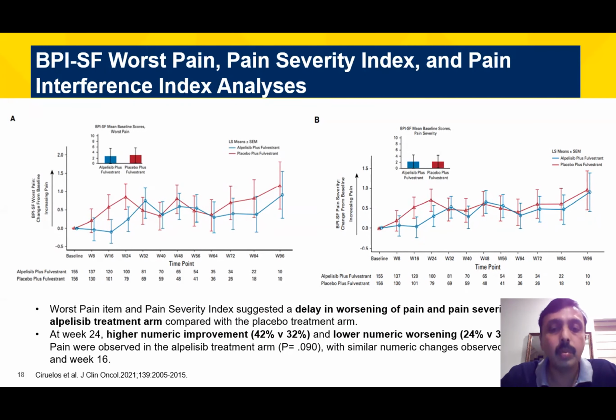That would have been the reason why at week 24, more were remaining on alpelisib. So the pain improvement was better there, while the placebo had a higher pain worsening. Improvement was seen in the alpelisib arm, and it was continuous also. So they lived for a longer period of time, and the improvement in pain was also maintained, which is a good thing for the drug.